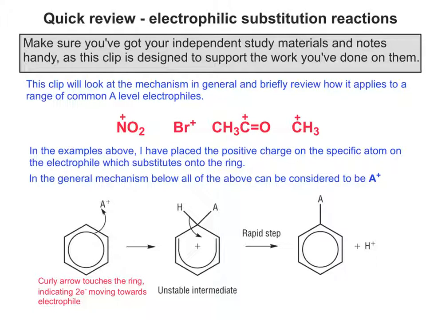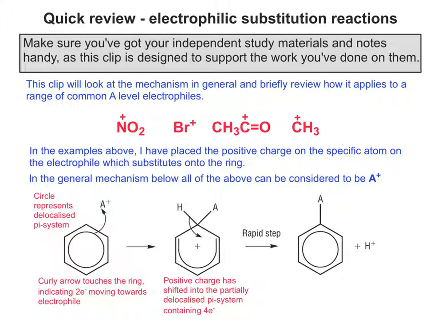The first thing to make sure you do is you have the curly arrow touching the actual ring, the benzene ring, the circle, which represents the delocalized pi system. This first step creates a partially delocalized pi system with 4 electrons present. So the positive charge is shifted into the partially delocalized pi system containing 4 electrons.